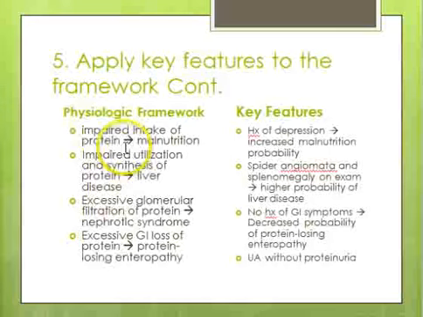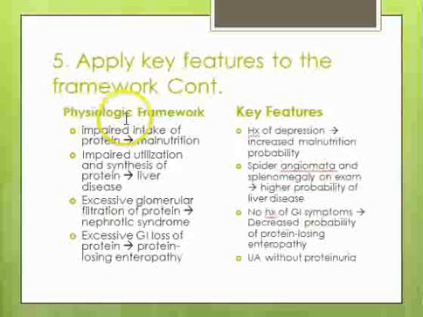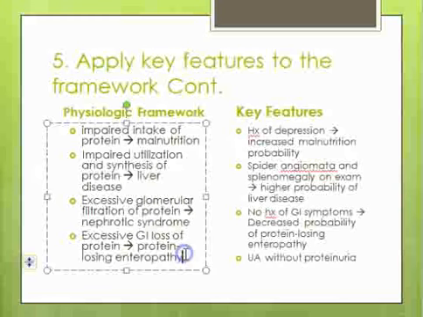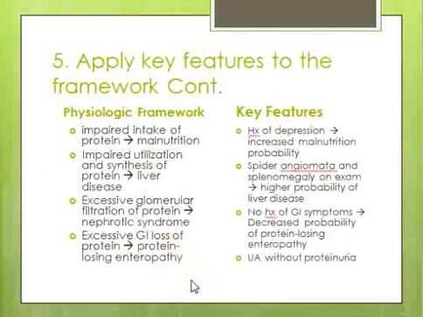So I'm thinking, okay, maybe this is impaired intake of protein, so that could be malnutrition. Or maybe it's impaired utilization and synthesis of protein. Maybe that's related to liver disease. So these are all different, I guess I took a physiologic framework, not an anatomic one. Sorry for the confusion there. Or what could be another reason? Maybe if it's renally related, so excessive glomerular filtration of protein. I guess I'm kind of going by system too. This is almost an anatomic framework. Okay, or excessive GI loss of protein. That could be related to protein-losing enteropathy.